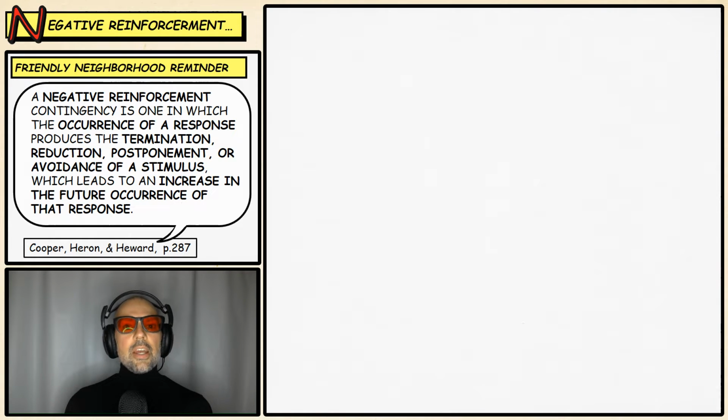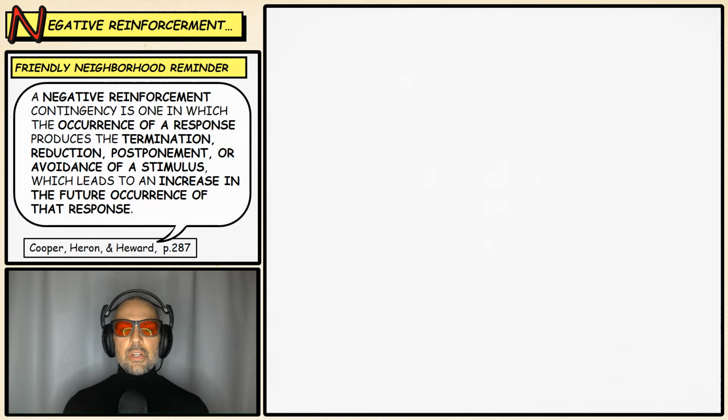Reinforcement leads to an increase in the future occurrence of a response. So the fact that in negative reinforcement, the behavior that leads to the consequence increases in the future, that's what makes it reinforcement. What makes it negative, and I want to be very, very clear about this, is that the consequence removes something from the person's environment.